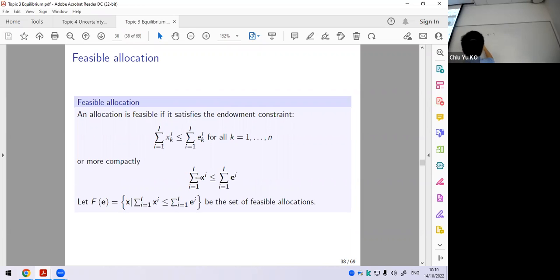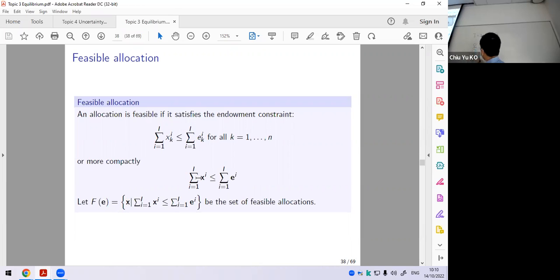Say suppose there's a guy, and there's a woman, a boy and a girl. And say we have two goods. So maybe he has 2 apples and 1 banana, and the girl has 3 apples and 2 bananas, and these are all endowments, right?